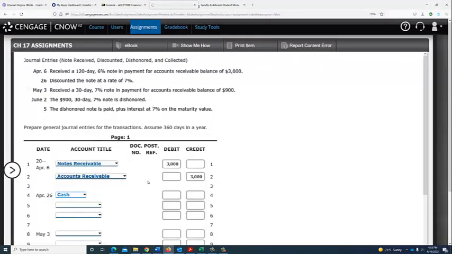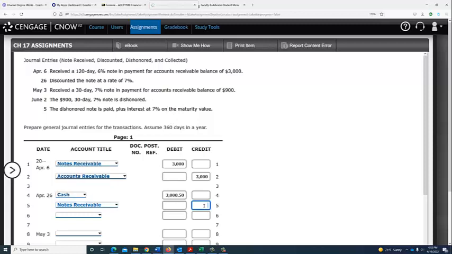Okay, so cash is $3,050. That's our proceeds. That's what we got once we transferred the note over to the bank. Okay, we no longer have the note, so we need to remove the notes receivable from our books. So this is the note where it was debited, and then we're crediting it to remove it.